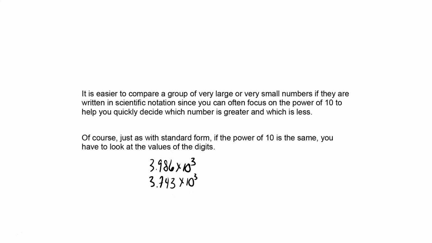Of course, just as with standard form, if the power of 10 is the same, you have to look at the values of the digits. So you see in this case, we've got 10 to the third in both cases, so we have to then pay attention. This one's 3.9 and this one's 3.7, so clearly the 3.986 times 10 to the third is the larger number.